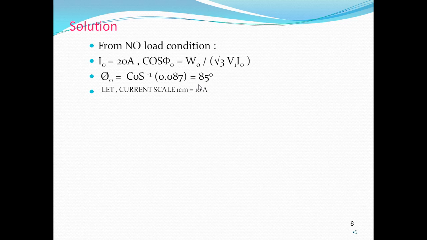Now the current scale. Here I naught is how much? I naught is 20 amps. So we have to assume the current scale. How much do you want to take? Here I am assuming 1 centimeter is equal to 10 amps. Maybe you have a doubt why we are taking the current scale. If you don't take the scale, how can you draw 20 amps in centimeters?